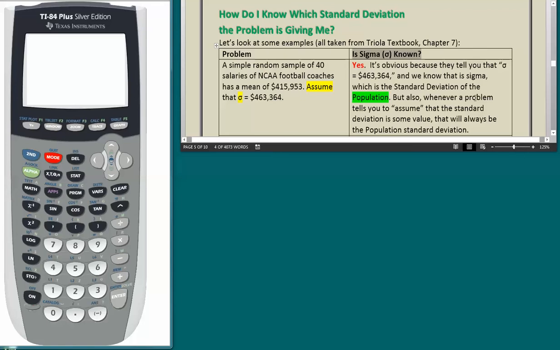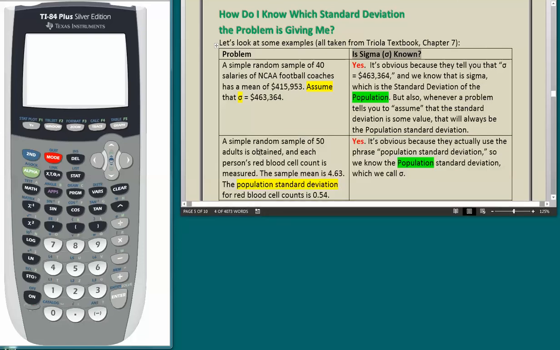But also, whenever a problem tells you to assume, you see this word assume right here? Whenever a problem tells you to assume that the standard deviation is some value, that will always be the population standard deviation.